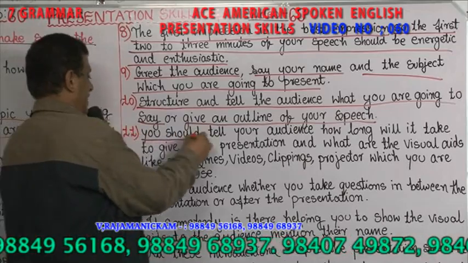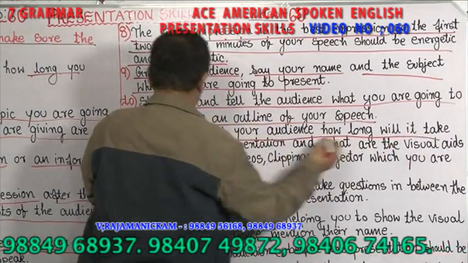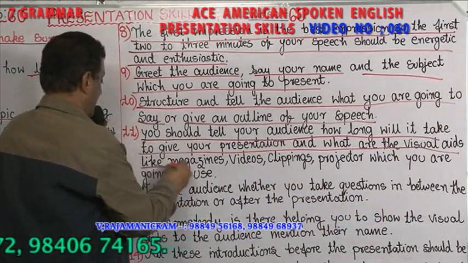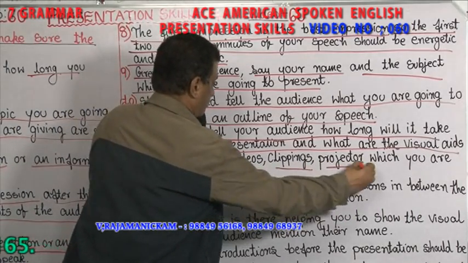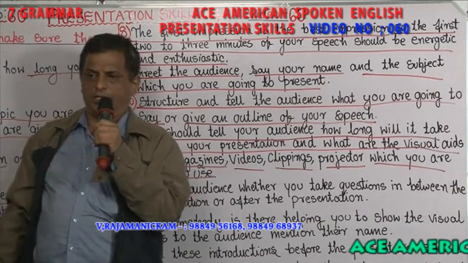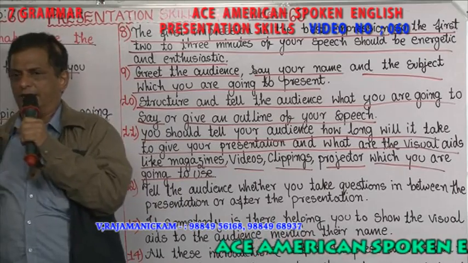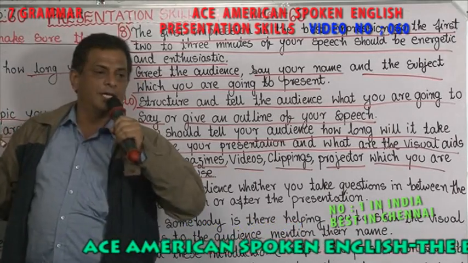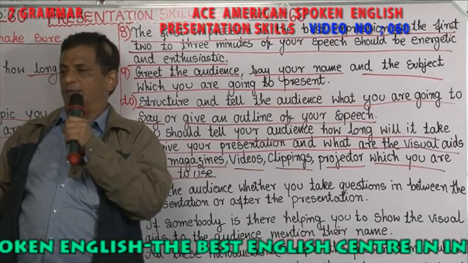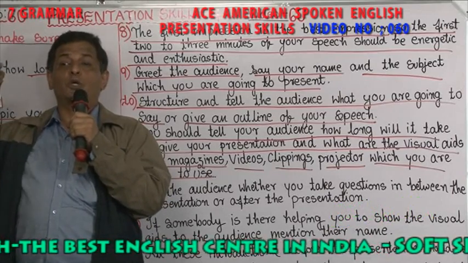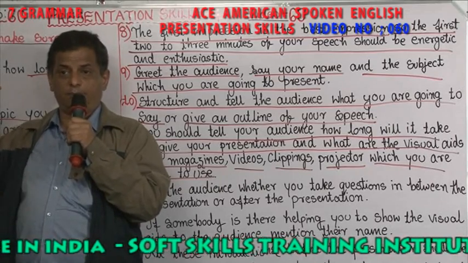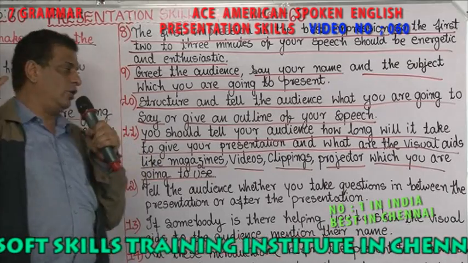You should tell your audience how long it will take to give your presentation, and what visual aids like magazines, videos, clippings, projectors you are going to use. So be clear with the audience. You're going to take half an hour of their time. Tell them, I'm going to take half an hour of your time, and I'm going to speak about a topic, for example, the software boom in India. Then say you're going to substantiate your points with the projector, with the magazines, with all types of visual aids. And tell them clearly how long it will take.